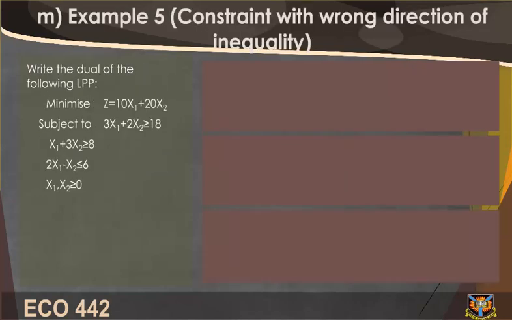Example 5. Constraint with wrong direction of inequality. Write the dual of the following LPP. Minimize Z equals 10x1 plus 20x2, subject to 3x1 plus 2x2 greater than or equal to 18, x1 plus 3x2 greater than or equal to 8, 2x1 minus x2 less than or equal to 6, x1, x2 greater than or equal to 0.